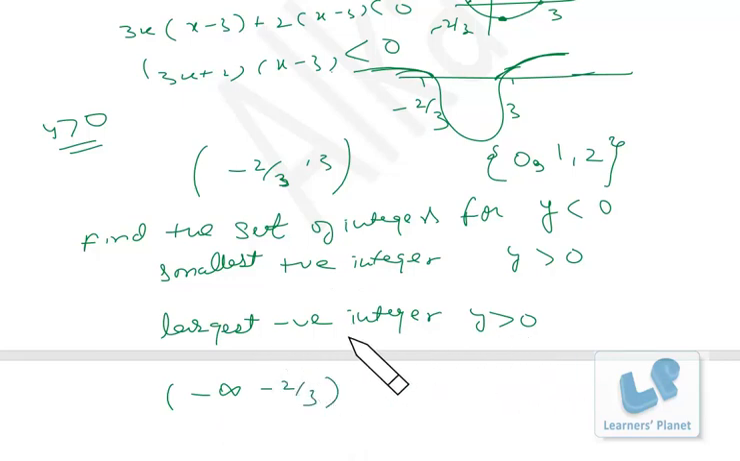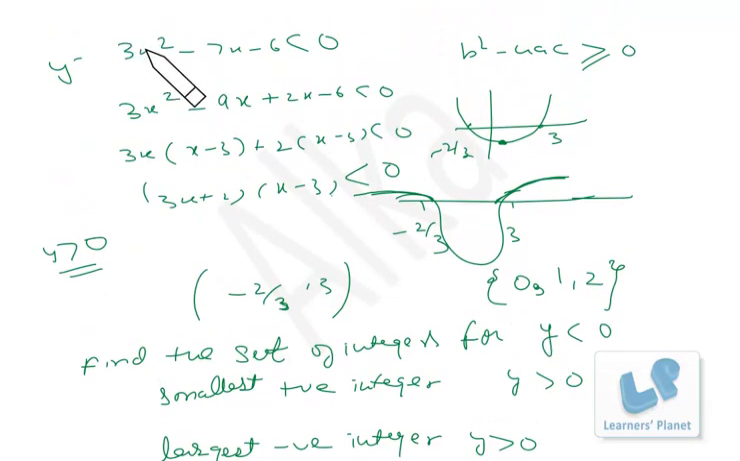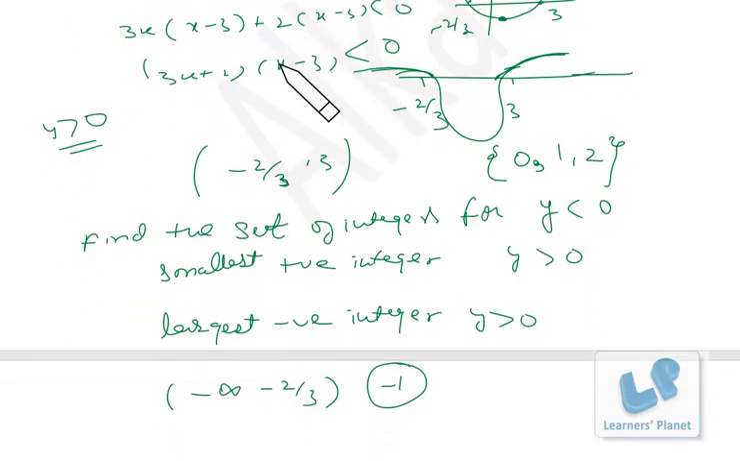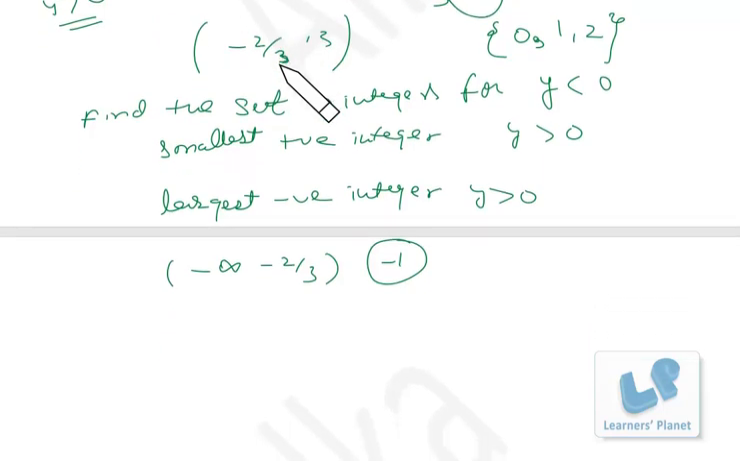So we are looking for the largest negative integer, right? Minus 2 by 3 is not at all an integer. So after minus 2 by 3, if we go to the left side of the number line, we will get minus 1. Right? So the largest negative integer for which y is greater than 0, or for which the value of this expression 3x square minus 7x minus 6 is positive, is minus 1.